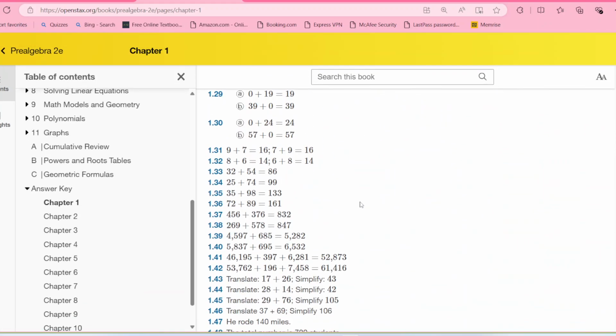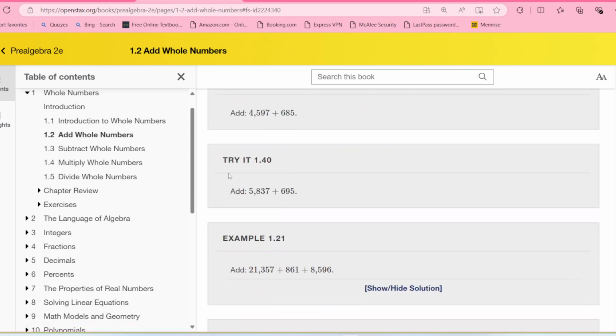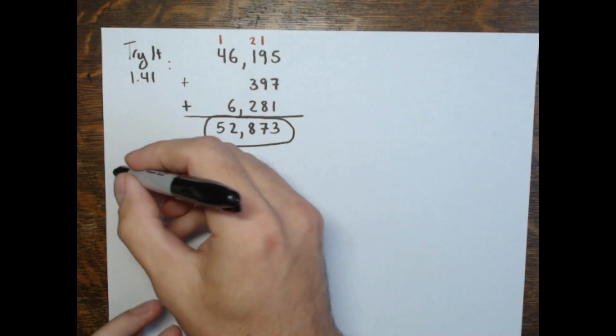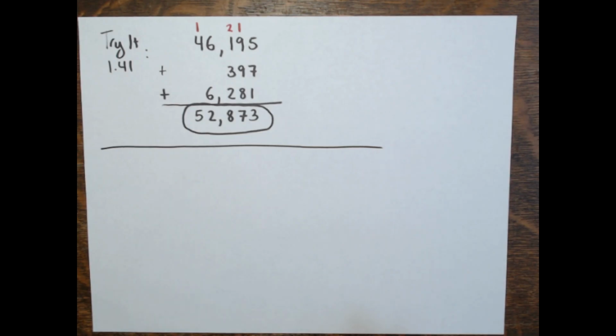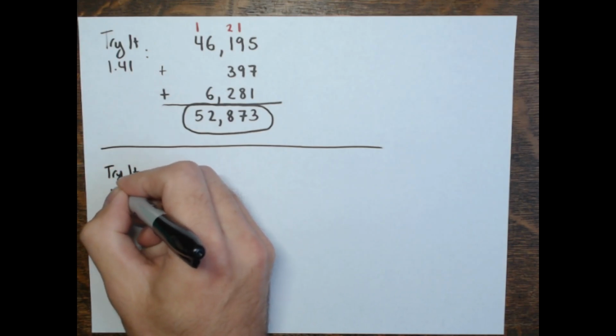So again, I'm checking the chapter 1 answer key, try it. This was try it 1.41. Add them up, 52,873, exactly what I had. Beautiful. And finally, try it 1.42. So another one with 3 addends. I'm going to stack all of them, lining up the place values and adding up the digits, just paying attention to what I need to carry over if the sum is 10 or more, or 20 or more, either one.